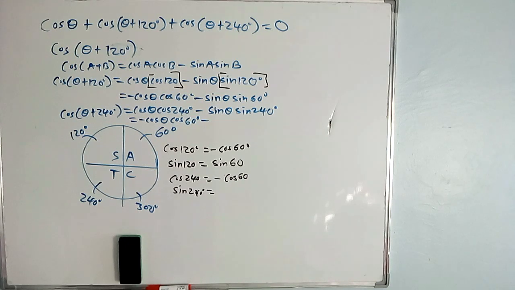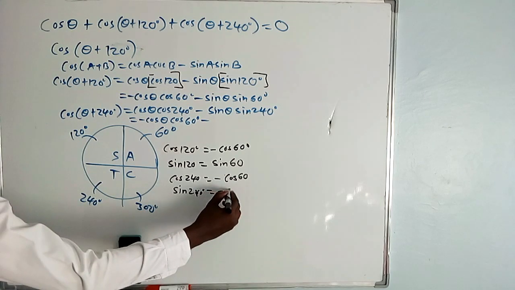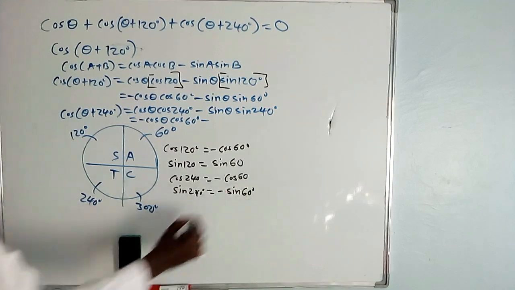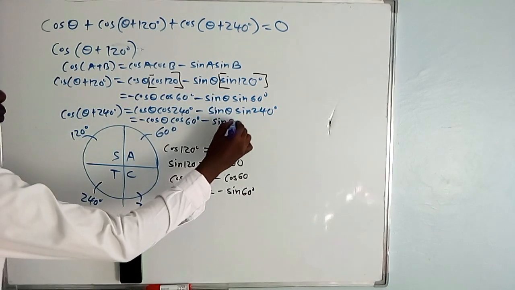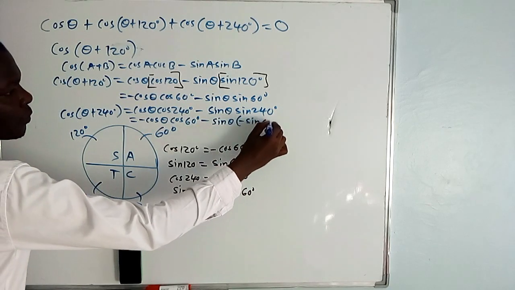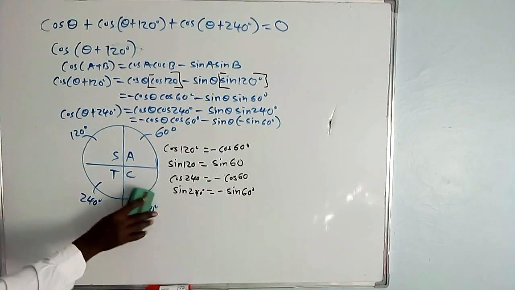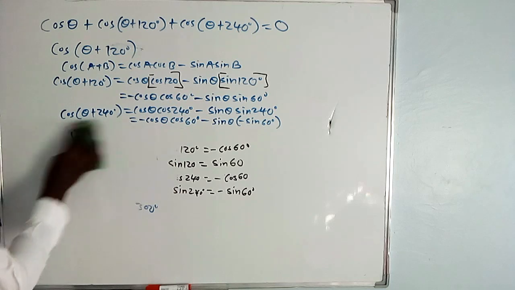We want to know whether it is positive or negative. That is what we are confirming. It is negative. Meaning negative, that is now going to be minus sine theta into negative sine 60. Meaning sine 240 is the same as negative sine 60. Have you seen that? Because all acute angles are positive, so what we are looking for is that sign, isn't it?